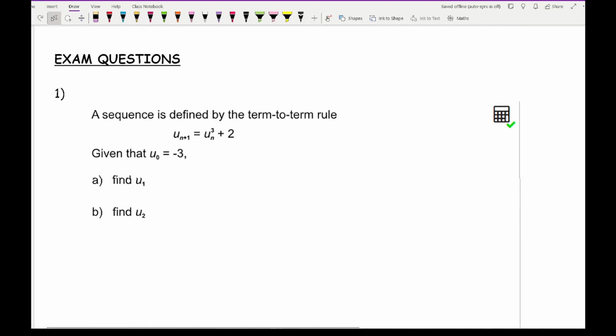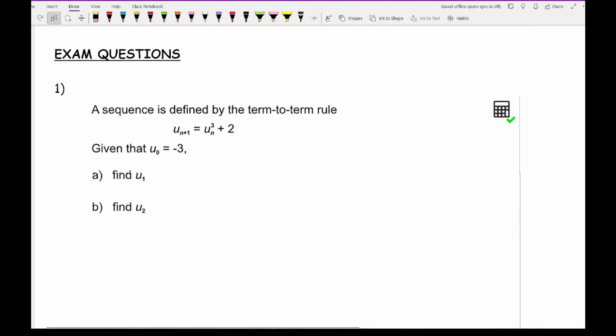So again, let's just have a look at some exam style questions. Hopefully you can spot a pattern. So for this, it says a sequence is defined by the term-to-term rule, and here we've got an iterative formula. If it's not come up brilliantly on the screen, apologies, but it looks something like this. Now again, if you've got un, what you might want to do is maybe put that in brackets, like so. And the question is asking, if u0 is minus 3.